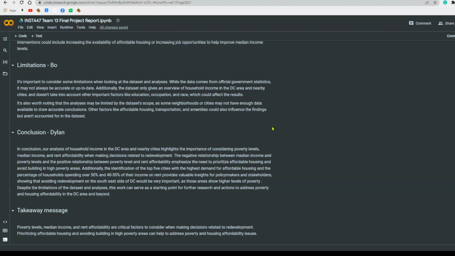Furthermore, the identification of the top 5 cities with the highest demand for affordable housing and the percentage of households spending over 40 to 50% of their income on rent provided valuable information for policymakers as well as stakeholders. It also shows that avoiding redevelopment in Southeast DC would be very important as those areas show higher levels of poverty. Overall, despite the limitations of the dataset and analysis, this work can serve as a starting point for further research.